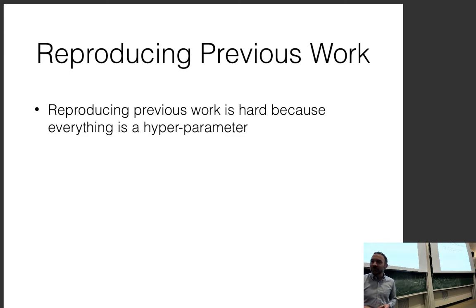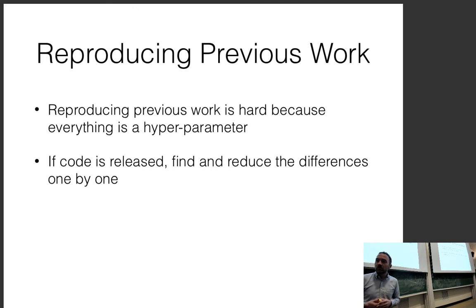So reproducing previous work is hard for exactly the same reason why debugging neural networks is hard. It's because everything is a hyperparameter. If code is released, but you are planning on re-implementing the code, very often the only way to tell what was actually done is to look at the code.